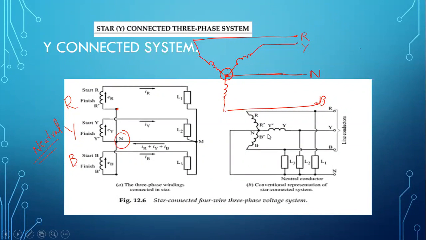Similar is the concept for line current and phase current. Whatever current is passing in the line is nothing but your line current, and whatever current is passing in the phase is your phase current.